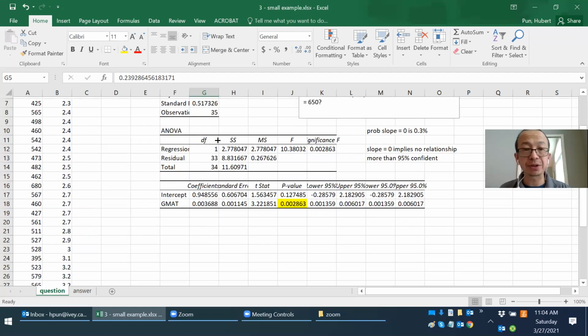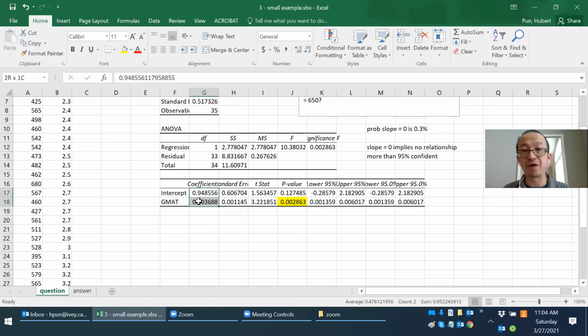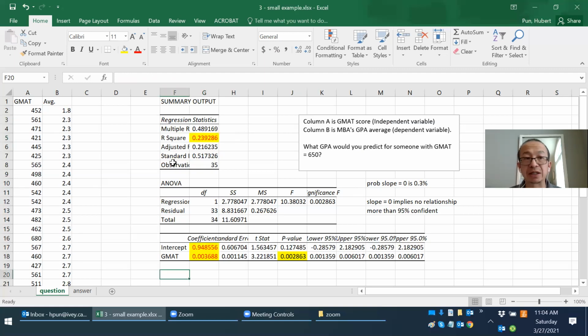That means we capture a lot of important information to predict the MBA class average. So the last point is the regression formula. In order to read the regression formula, you need to understand G17 and G18.